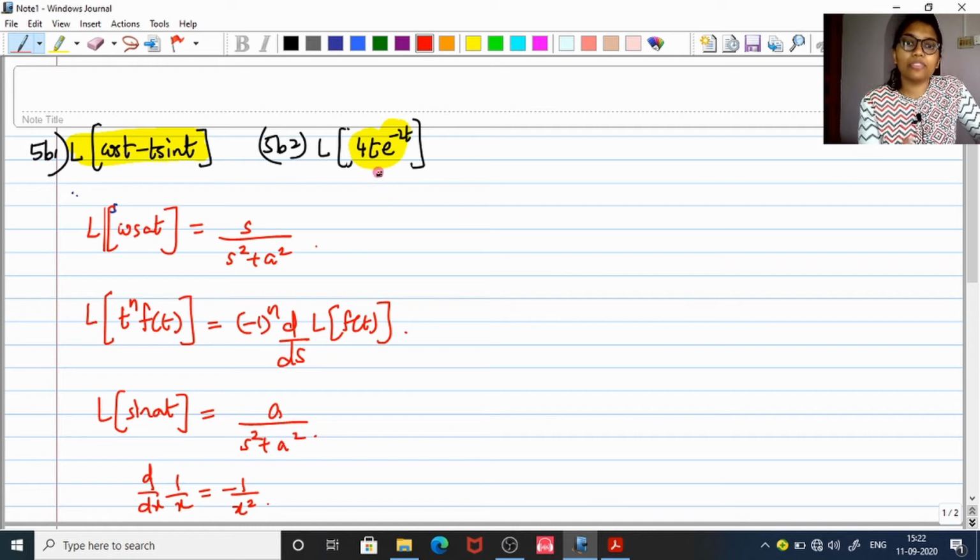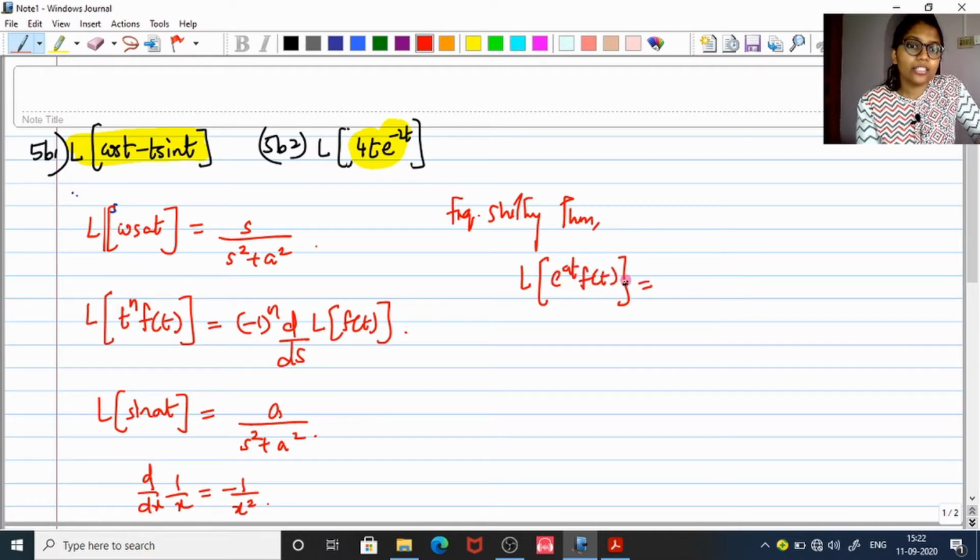Next is Laplace of 4t e raised to minus 2t. See, if you have a combination of an exponential and a function, that is e raised to at and f of t, then you have to move with the frequency shifting theorem. It says that Laplace of e raised to at f of t is, for the time being you have to cover this e raised to at up, and what is Laplace of f of t? You have to write that first, Laplace of f of t. Now that we have taken this Laplace, we will have the function in variable s.